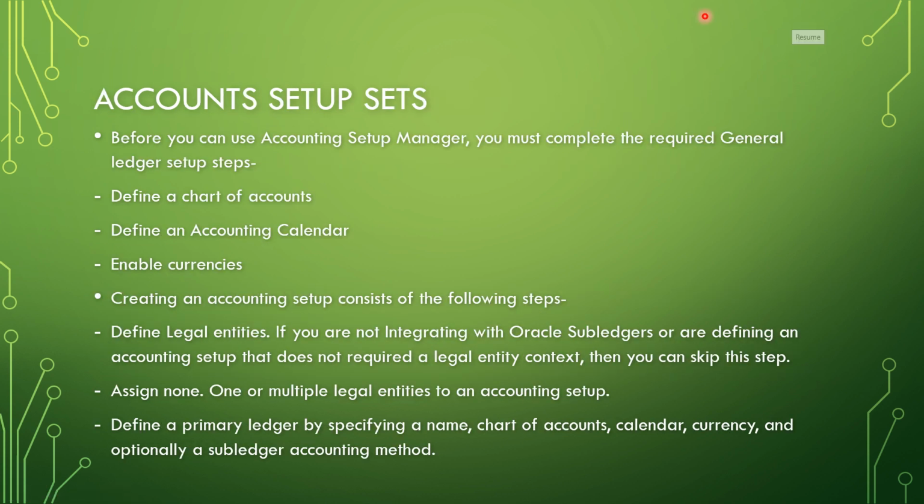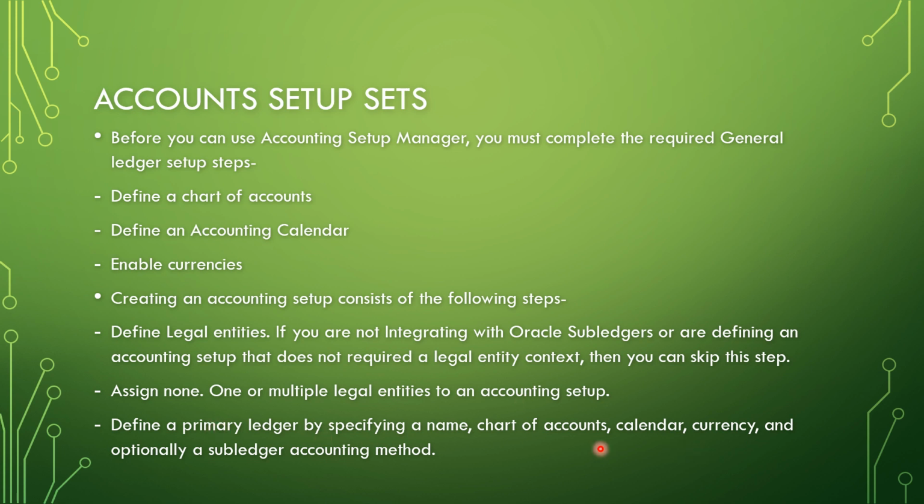Accounting setup steps. As we have seen, you have to define a chart of accounts, define an accounting calendar, and enable the currency because it is already created in the system. Define the legal entity. Legal entity is an optional setup, so you can skip it if you don't require a legal entity. At any time you can create it. One or multiple entities can be assigned to one legal entity.